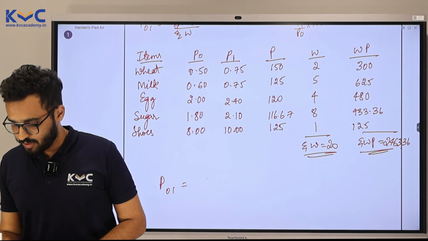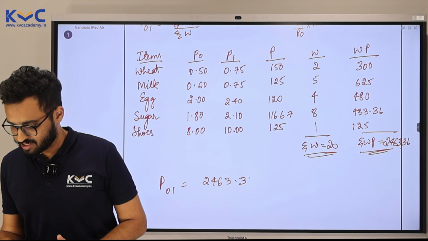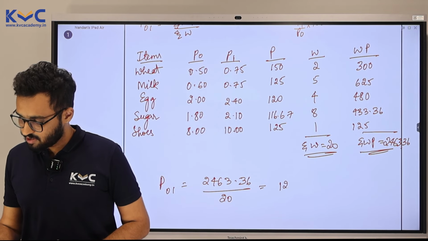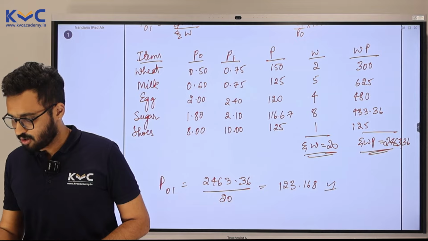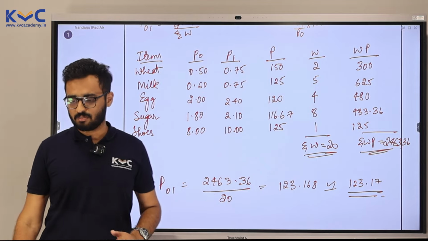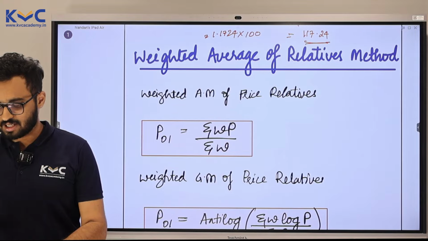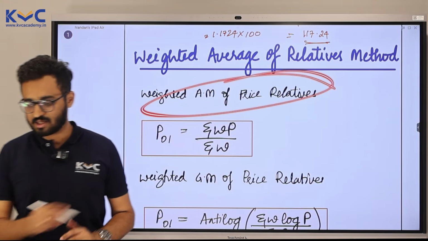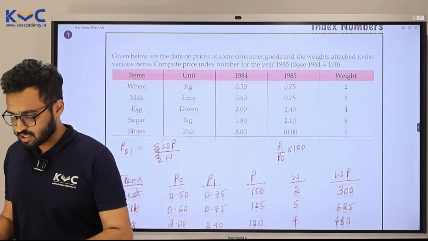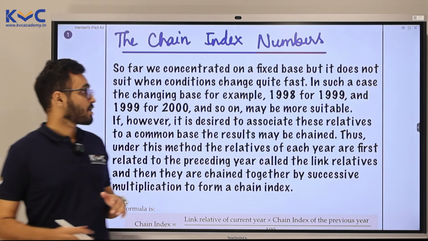So P01 will be 2463.36 divided by 20, which will be 123.168 or 123.17. Understood? That simple it is to calculate weighted average of relatives price index. So weighted AM of price relatives P01 is equal to summation WP divided by summation W, which is what we have taken here for this question.